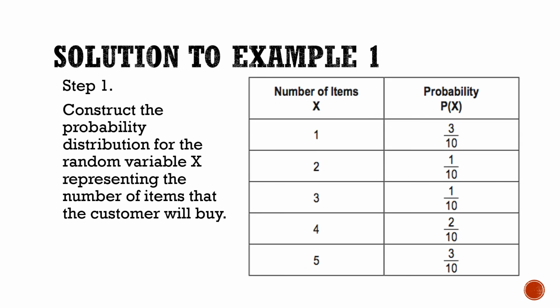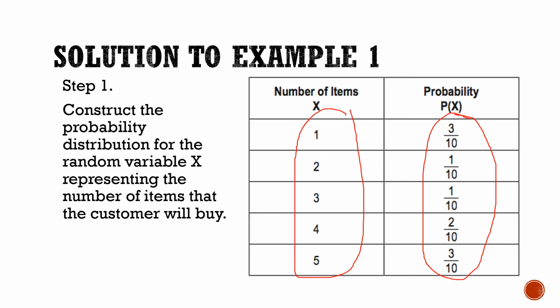So for the solution to example number 1, let's deal now with step number 1. Let's construct the probability distribution for the random variable x representing the number of items that the customer will buy. In your first column, these are values that will represent the number of items that the customer will buy. And in your second column, these will be the probabilities that will be mapped to each value of variable x in your first column.